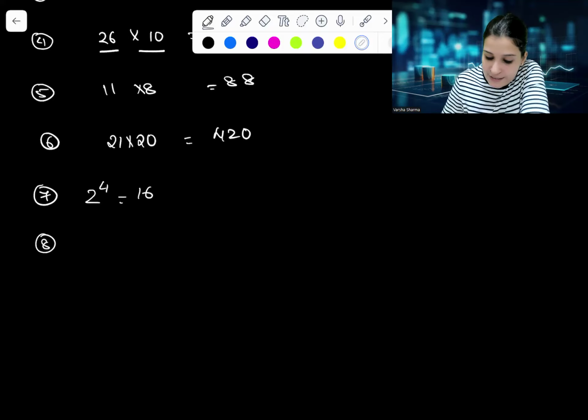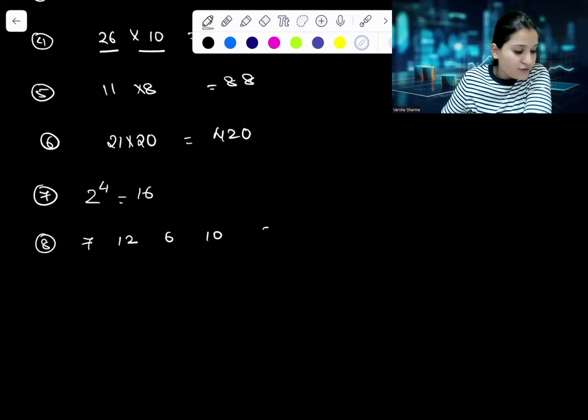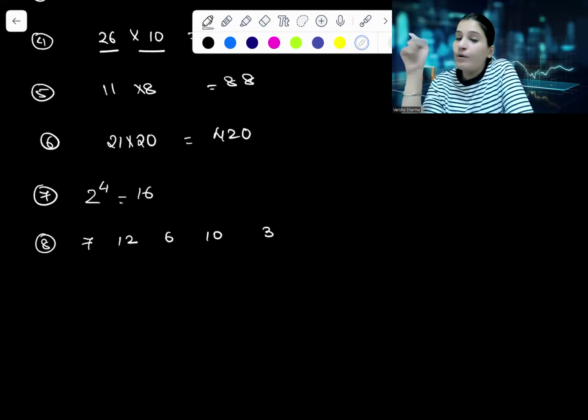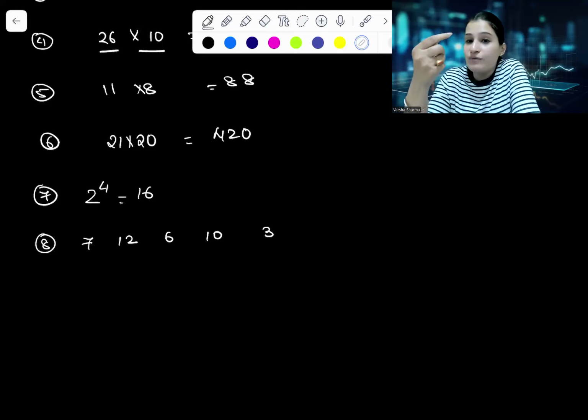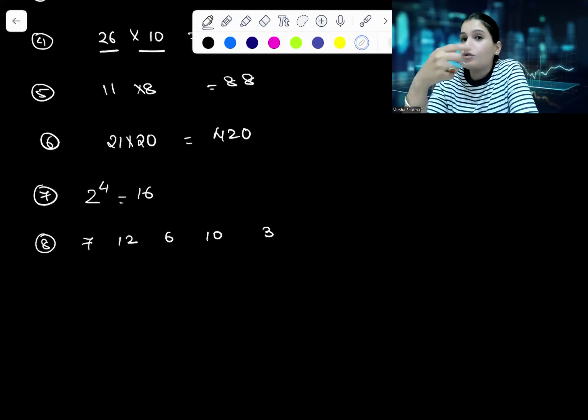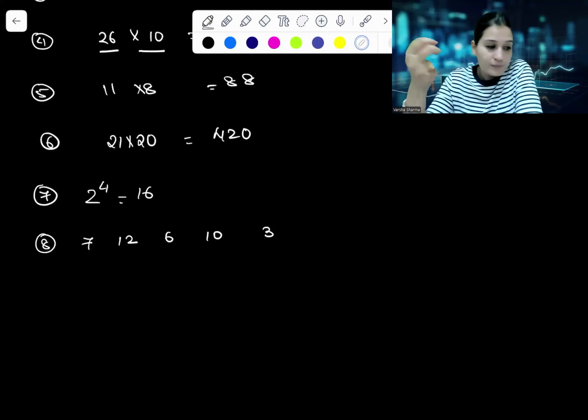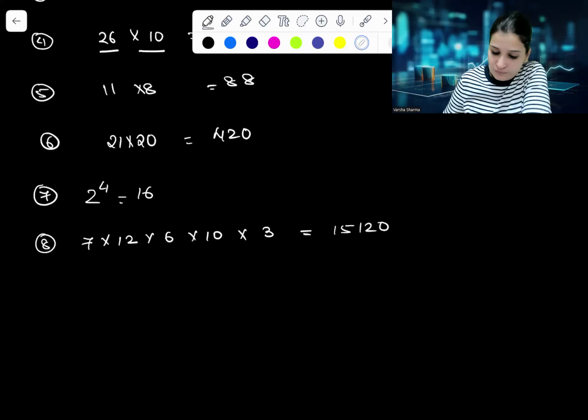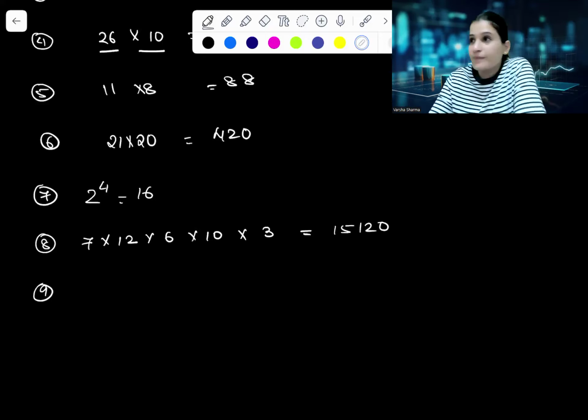Third exercise, 6 ways. Fourth exercise, 10. Fifth, 3. One each. That means I have to answer one from every exercise. One question from the first, and one question from the second, and from the third. So what will I do? Multiply them. Answer 15120. Yes, ma'am. Yes. 9, number 1.